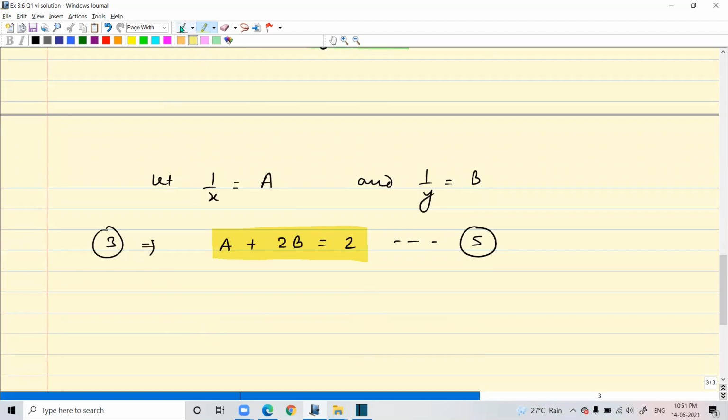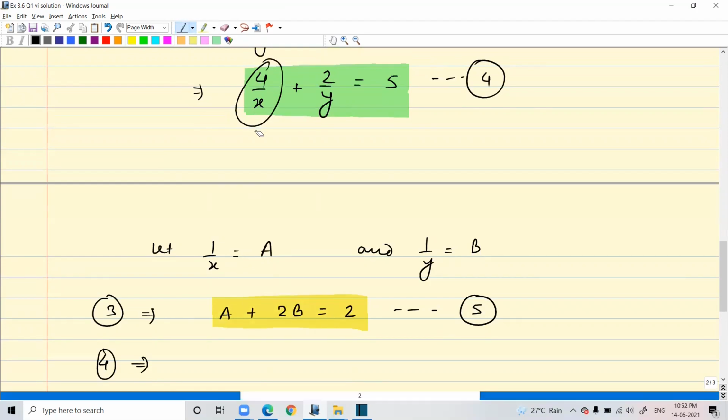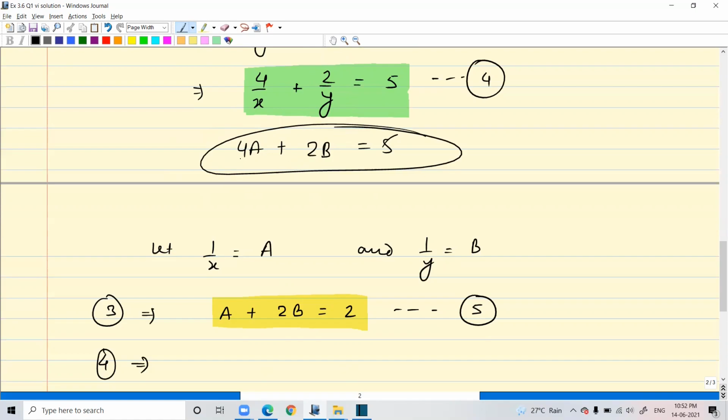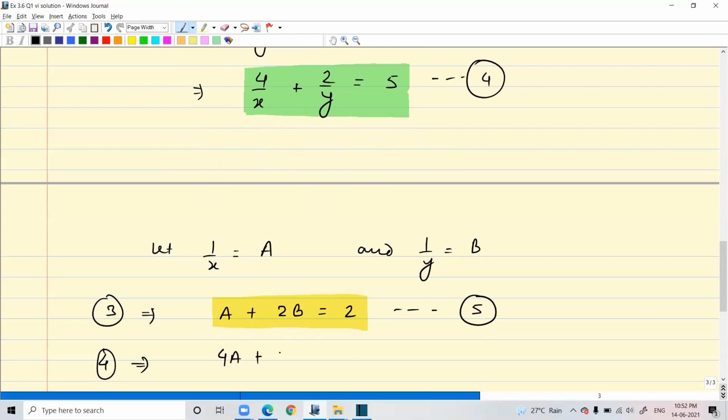All right, so let's do exactly the same thing on the fourth equation also. So fourth equation, how can we write it? It is 4 times 1 by x, right? 4 by x means 4 times 1 by x, and we know 1 by x is a, so we can call it 4a. And in the same way this is 2 times 1 by y, it will become 2 times b is equal to 5. So this fourth equation becomes 4a plus 2b is equal to 5.